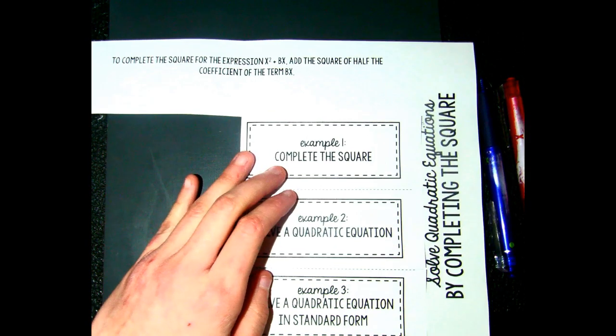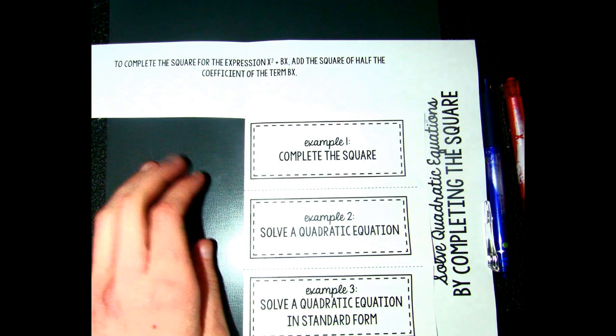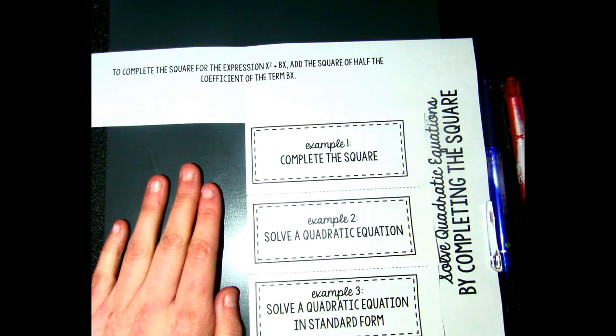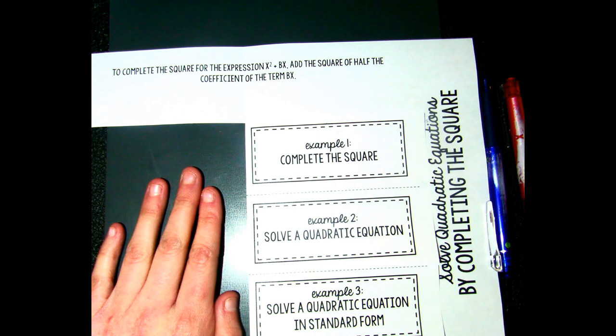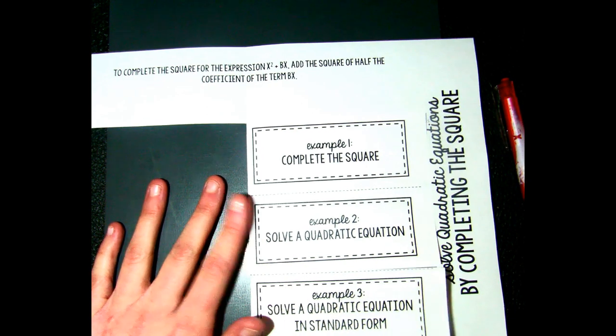So open the flap. How do you complete the square? This is going to tell us how, but we're going to write down what we remember. To complete the square for the expression x squared plus bx, add the square of half the coefficient of the term bx. Sometimes we can say things a lot simpler.